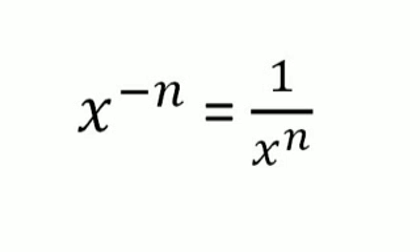So when we have x to the negative n, what you end up doing is you flip it upside down into a fraction, so you end up with 1 over x to the n. Since we flipped it, n has now become positive.